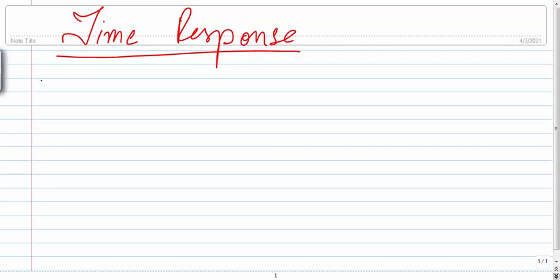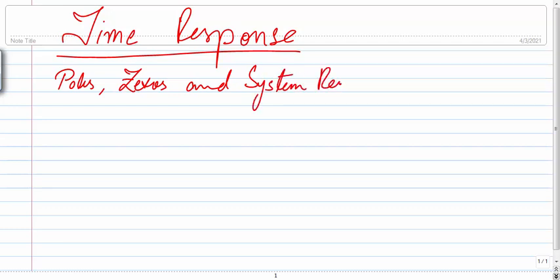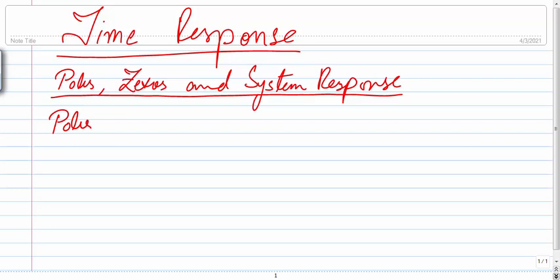So before discussing time response, we have to discuss what are poles, zeros, and then system response. Okay, what is pole? Poles of a transfer function are actually roots of the denominator.